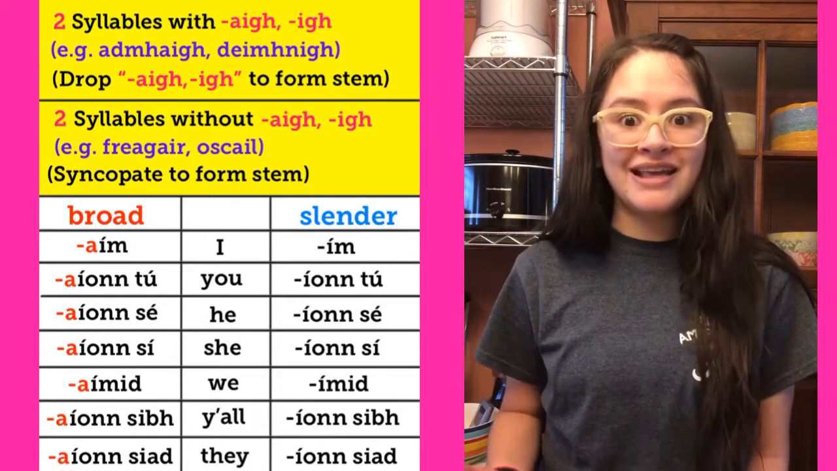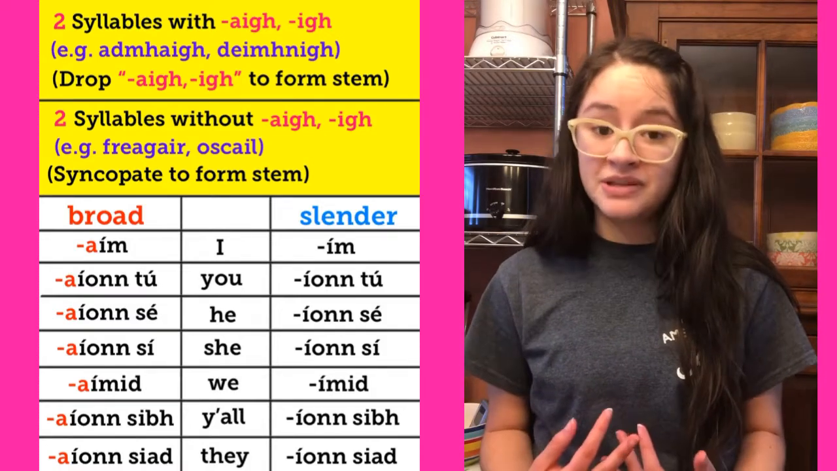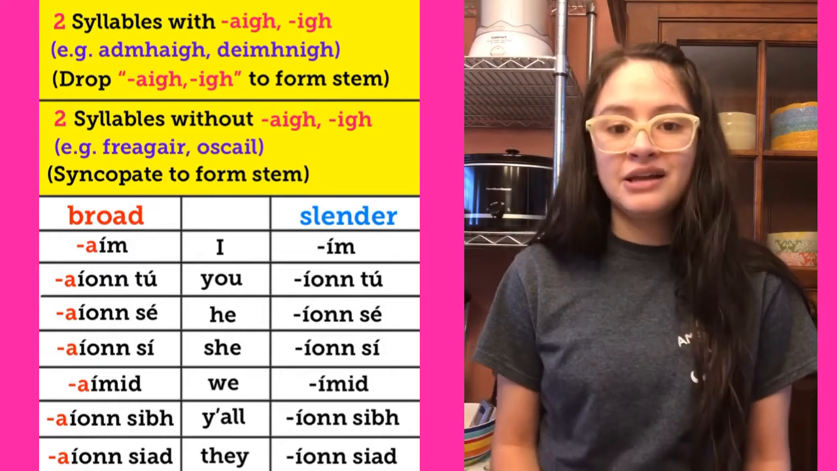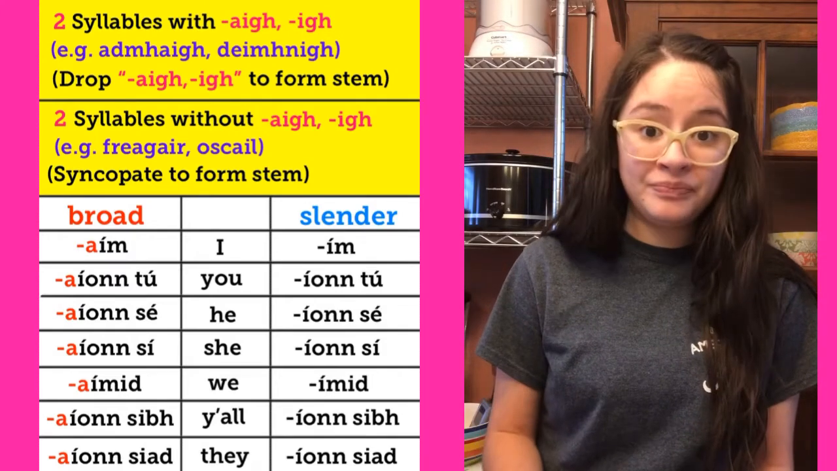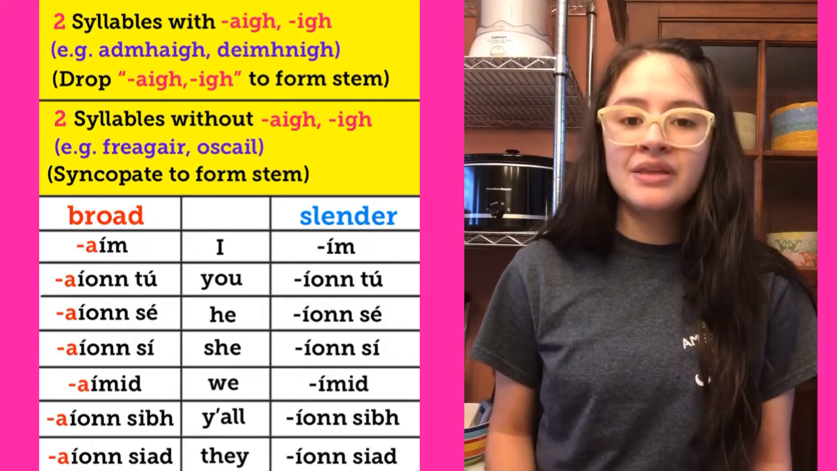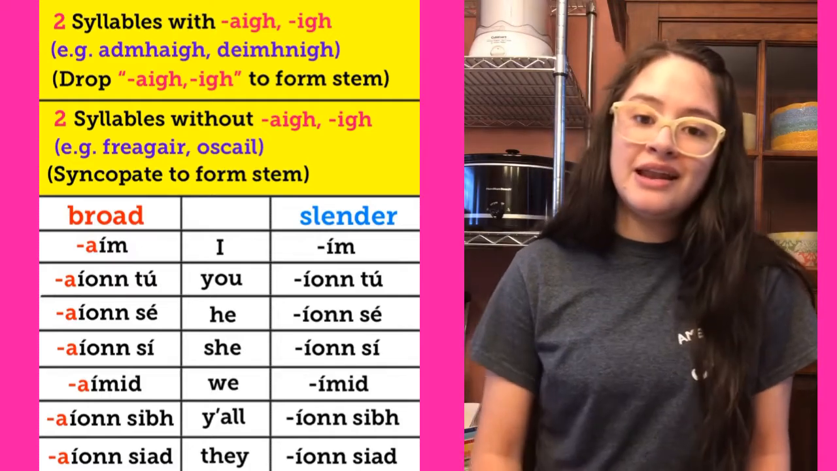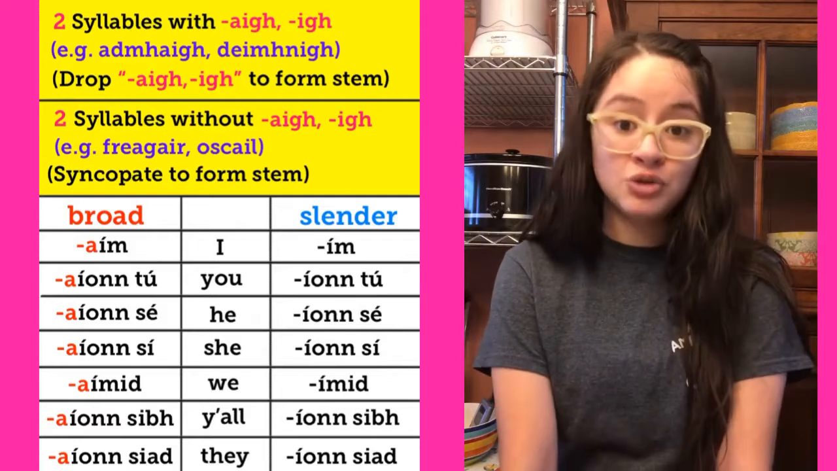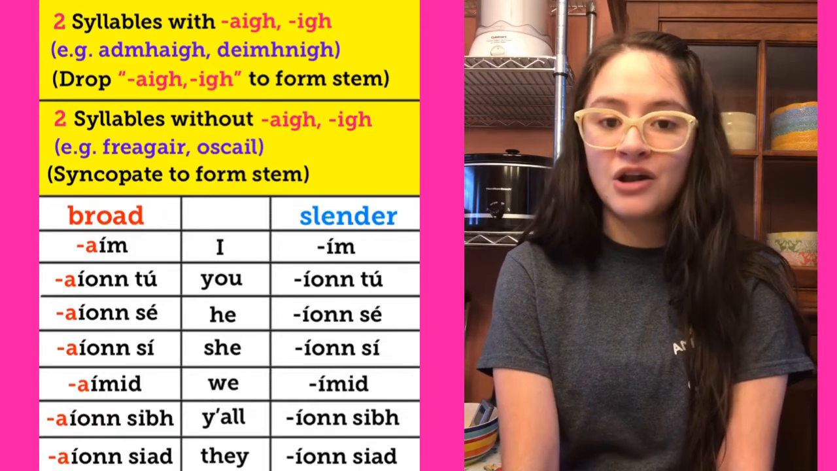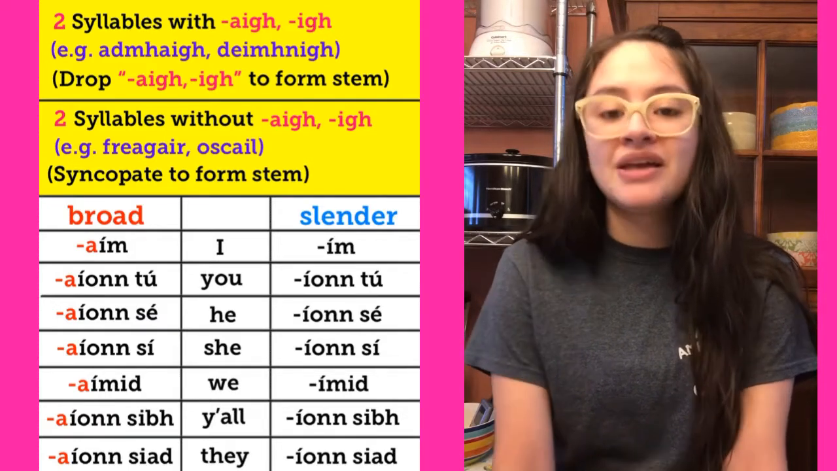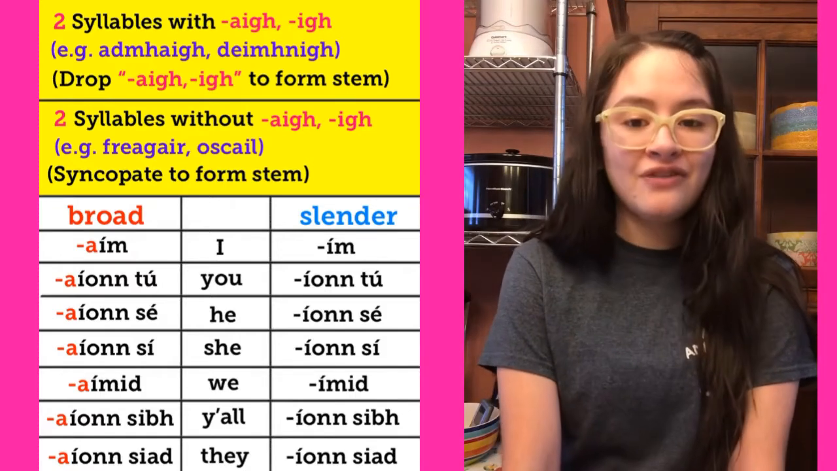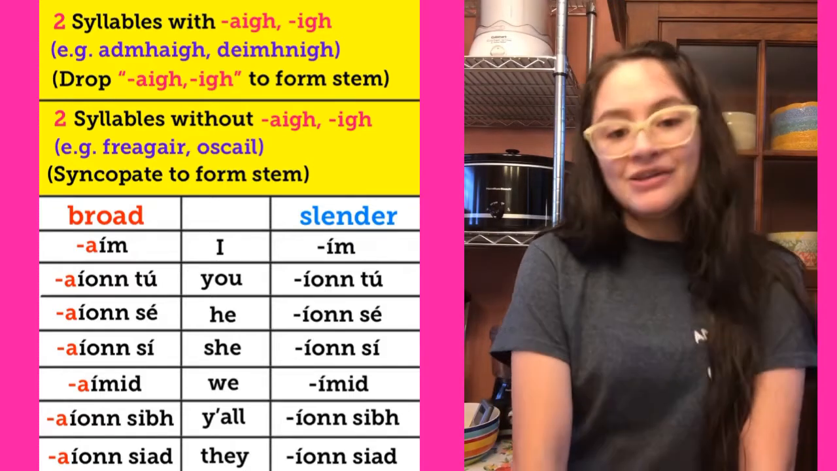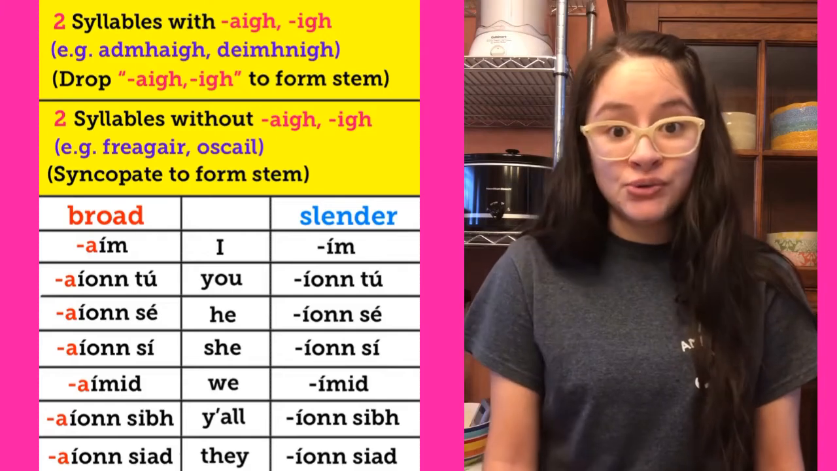Let's look at the endings. So if you want to say I do something, and it's a broad verb, it'll end in A, I, fada, M. It'll be pronounced eem. If it's slender, it'll end in I, fada, M, still pronounced eem. You, if it's broad, would be A, I, fada, O-N-N, T-U. If it's slender, it'll be I, fada, O-N-N, T-U. Either way, it'll sound like eeun too.